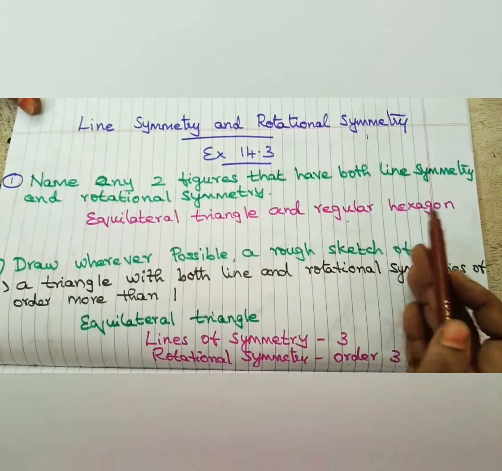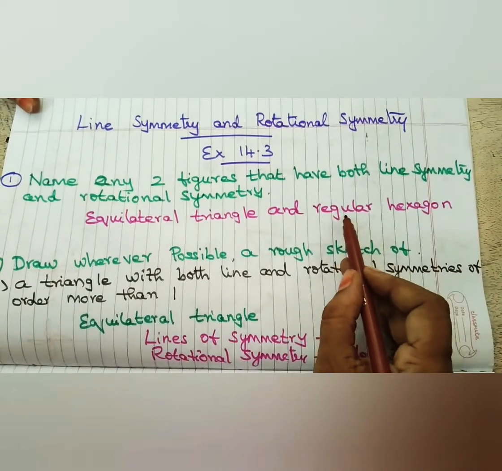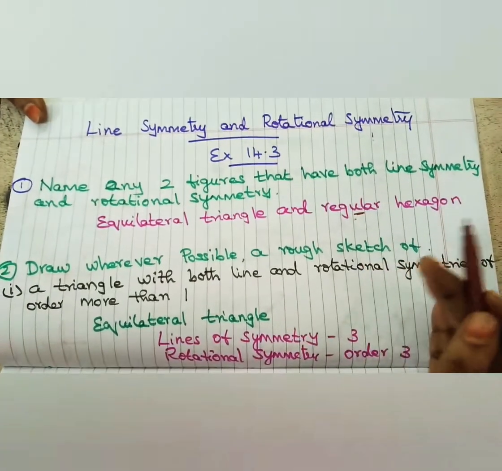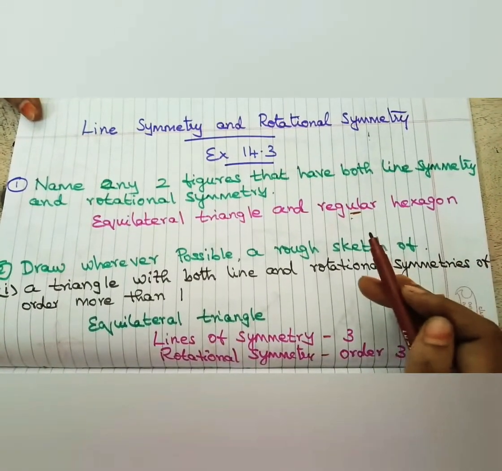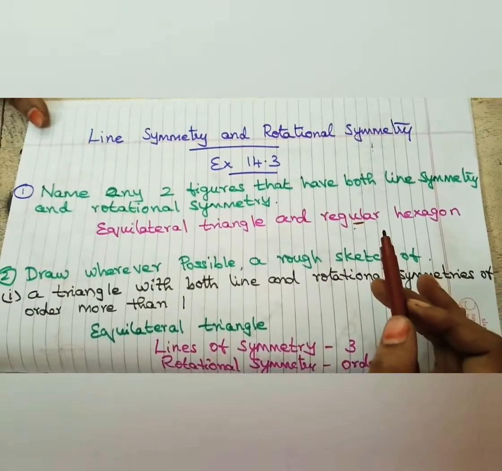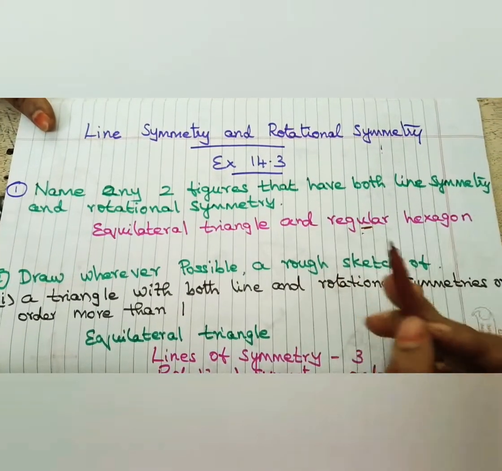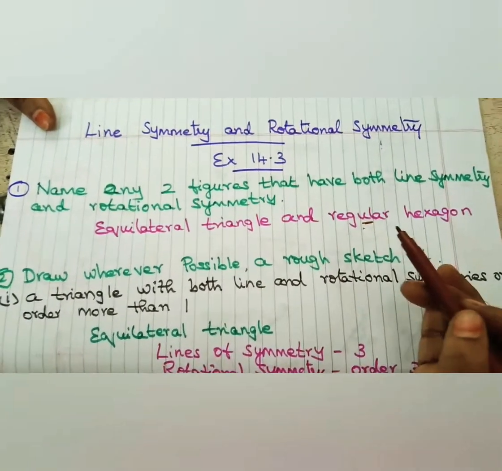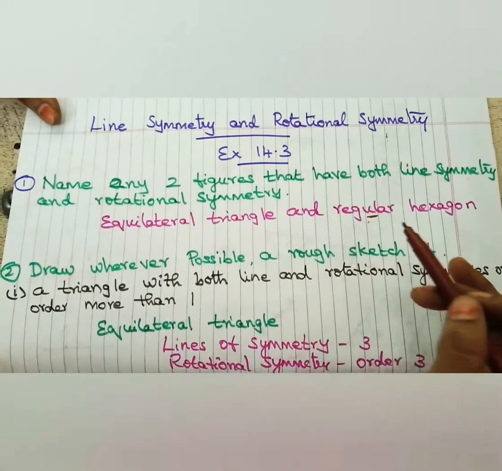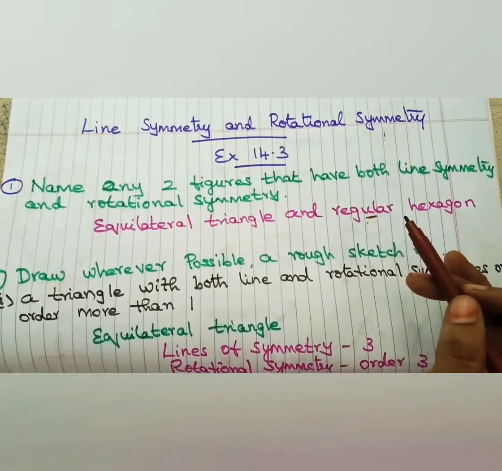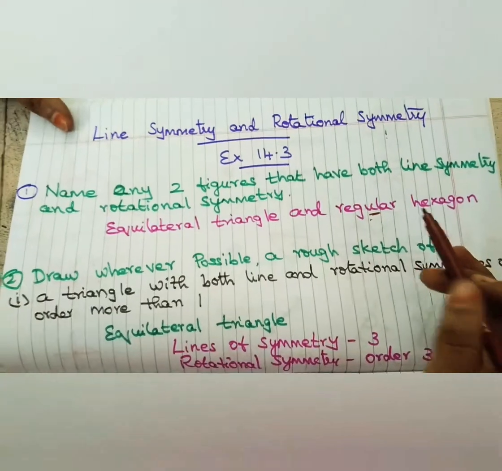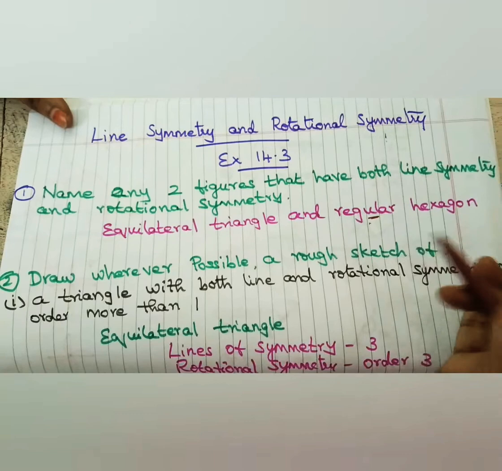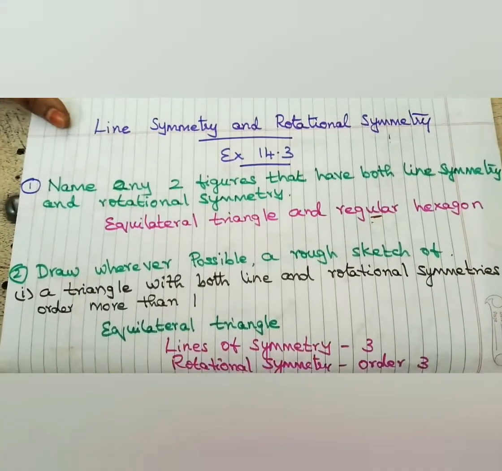Regular hexagon, you can take any regular polygon. Regular itself means that all the sides are equal. Whether you take pentagon, 5 sides are equal. Hexagon, 6 sides. Heptagon, 7 sides. Octagon, 8 sides. So all will have lines of symmetry based on their sides, and the order will also be the same. So for the pentagon the lines of symmetry will be 5, and the order of rotational symmetry will also be 5. Then the next question.